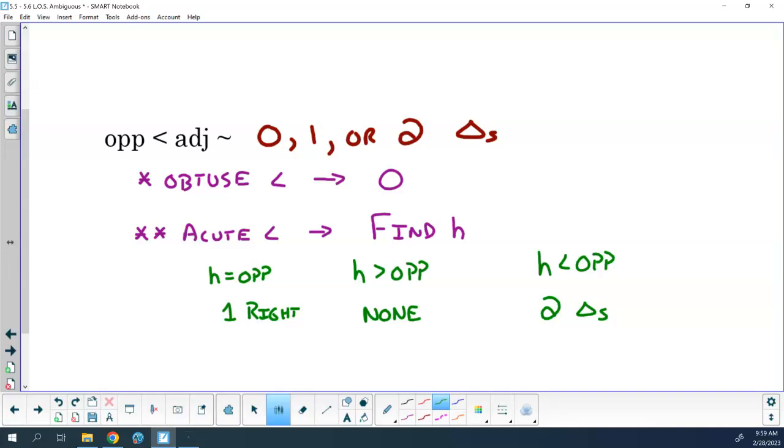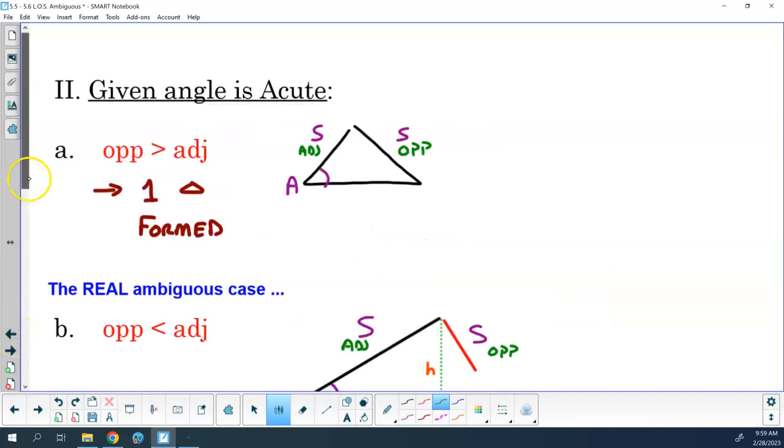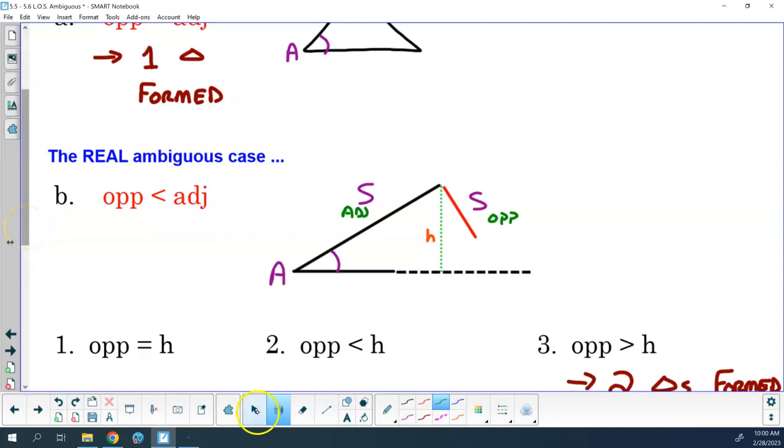Because here, I'll show you back on my swinging one. So if my opposite is bigger than my H, I'm going to get one out there, okay? Because I would have to extend this side all the way out. And then I would get one in there.